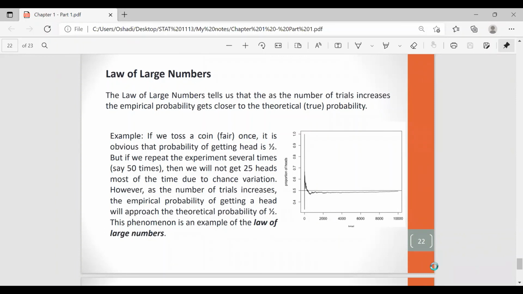Now in this graph, the number of trials is indicated on this axis, trials, right? So the proportion of getting heads, see, here the number of trials is small, but when we increase the number of trials, the probability of getting head is closer to 0.5.